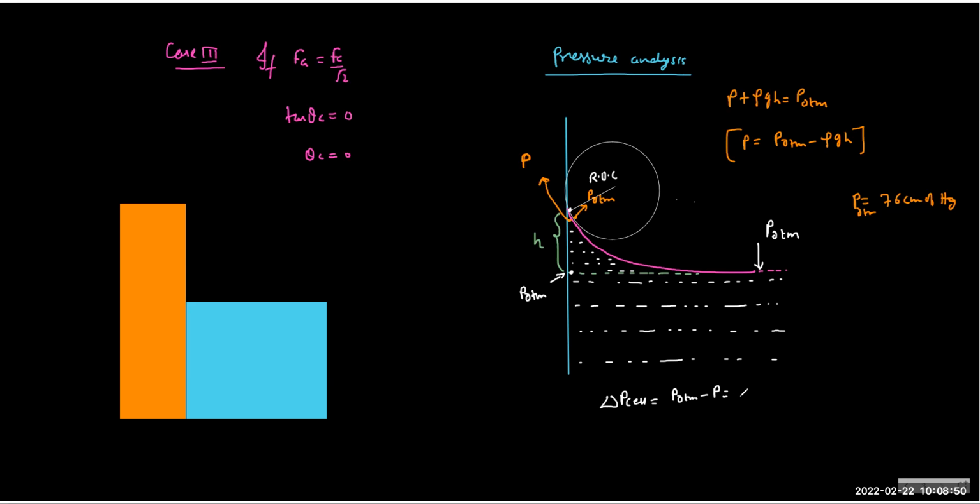So the excess pressure is P ATM minus P, which is rho GH. And this must be equal to 2T by ROC. That's the definition of excess pressure. So it turns out that if you know the H, you can actually find the ROC, the radius of curvature. So this is like an Olympiad level problem. And you may expect it in JEE Mains, because the old problems of Olympiads are now part of JEE Mains and JEE Advanced.